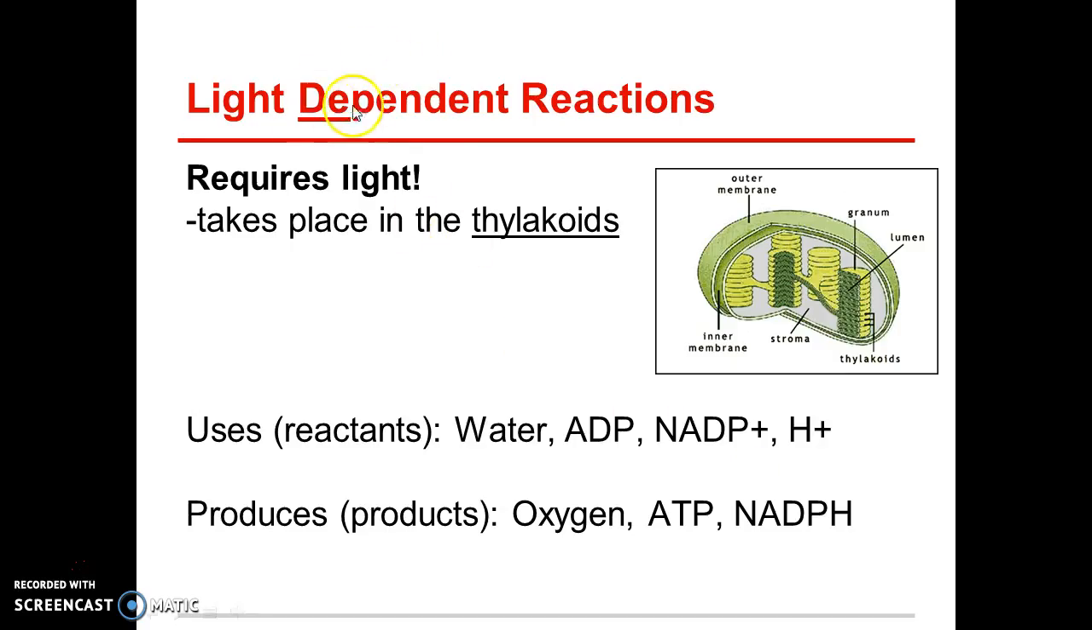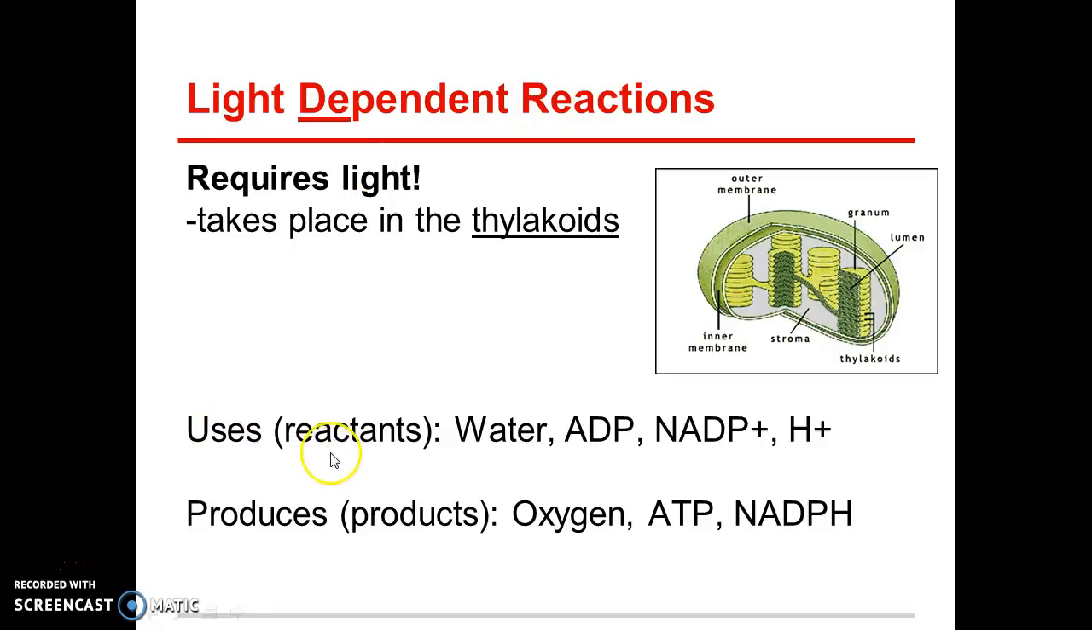For the light-dependent, if you depend on something, you're relying on that something. So this is a reaction that depends or relies on the presence of light. This is a reaction that requires light. It's light dependent. It requires light. This reaction takes place in the thylakoids, which are the discs. Okay, in each thylakoid, this reaction is happening.